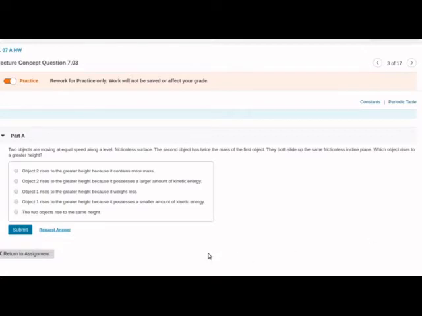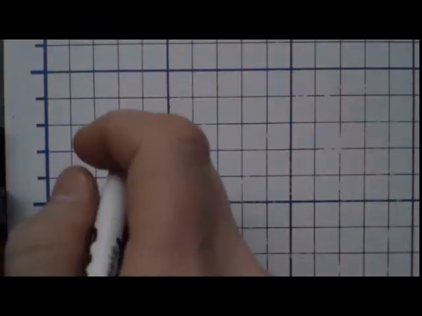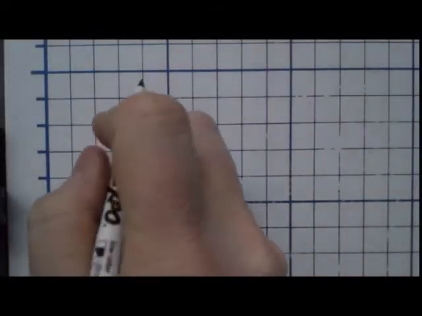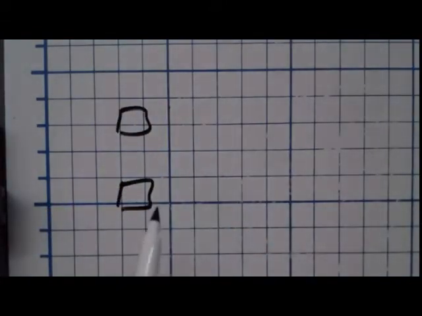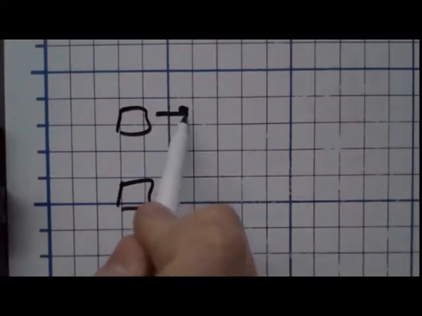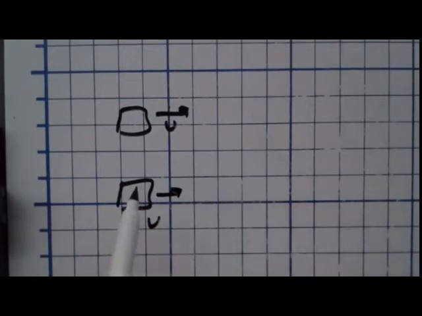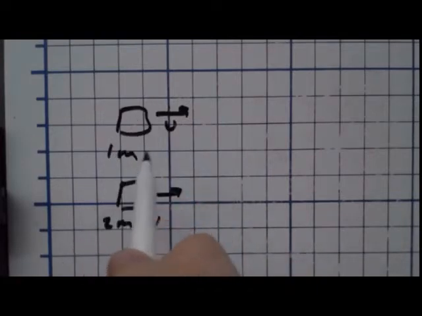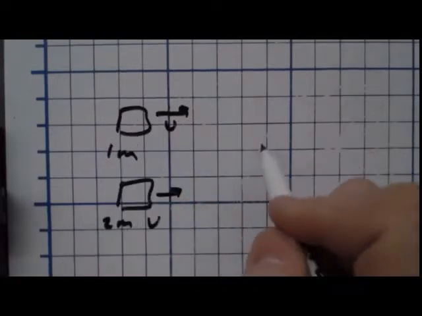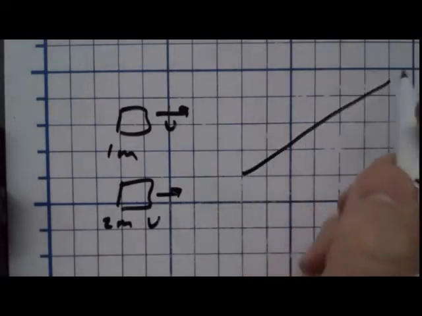Okay, so let's think about that situation. We've got two objects moving at equal speed of different masses. So object 1, object 2, they're both moving the same speed, so v and v, but one of them has bigger mass than the other, twice the mass. So we've got twice the mass here, 2m, and 1m right there. And then they're both going to slide up an inclined plane, and they're going to get to some height.